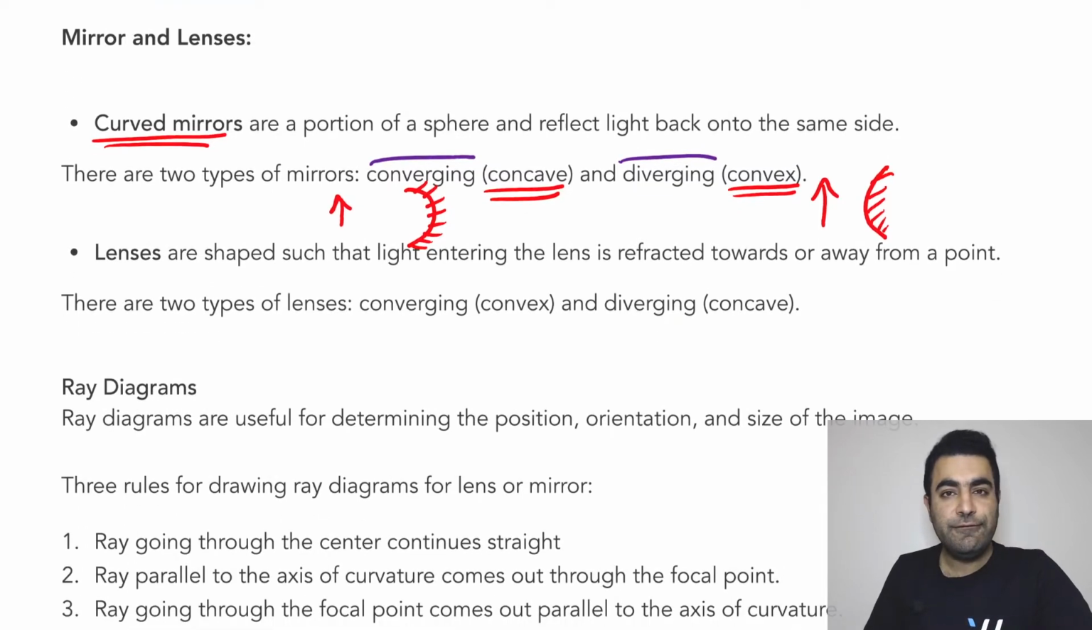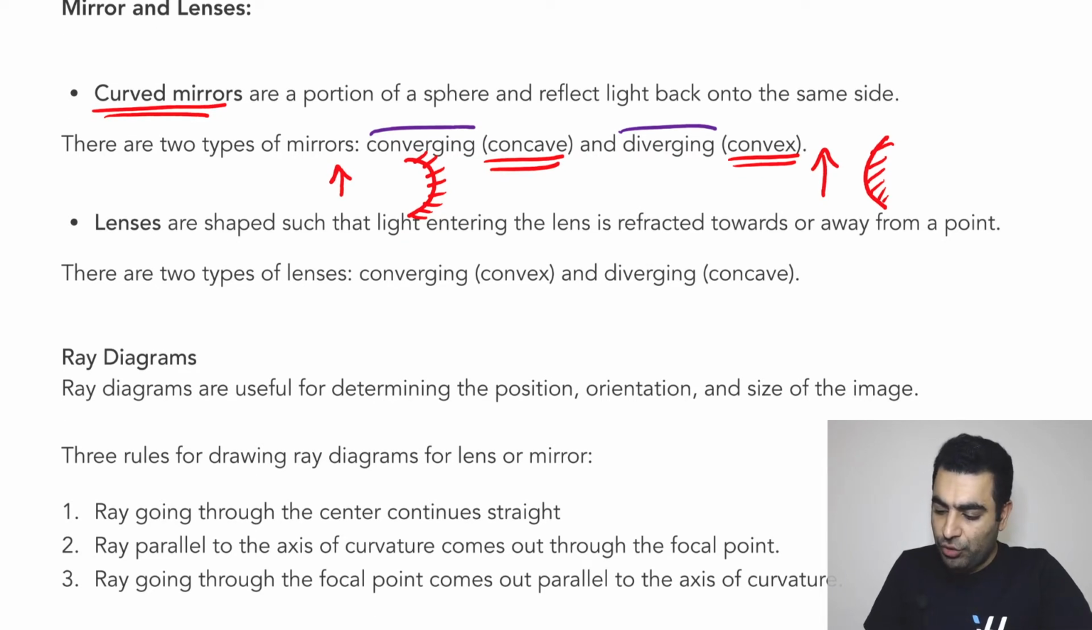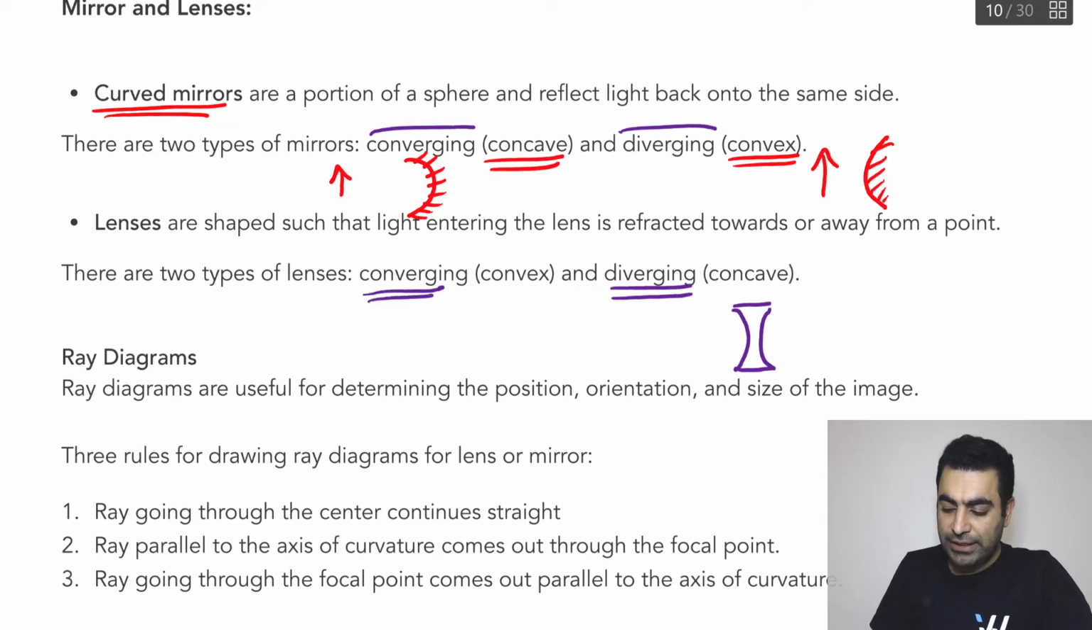Similarly, we can also define lenses in two different types. We have concave lenses or convex lenses. Similar to what we said here, a diverging or concave lens looks like this. So it looks concave on both sides. And a converging or convex lens looks like this. It looks convex in both directions.